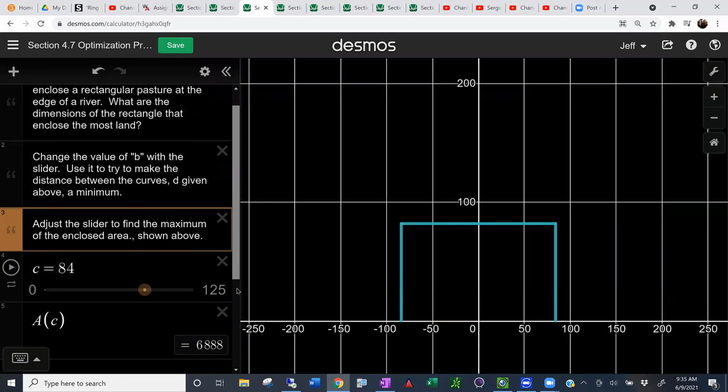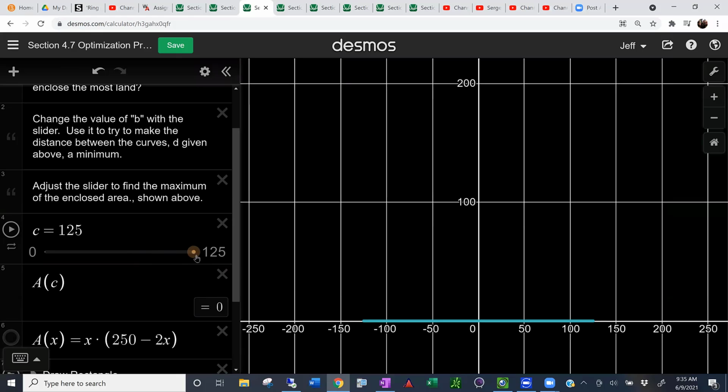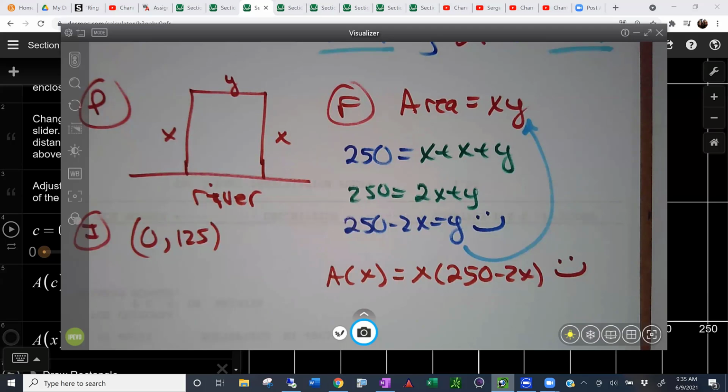The slider here just calculates the area. If I go all the way up to 125, 0 area. If I go down to 0, again, 0 area. Basically, you've just got something that's really, really tall with no width. So that's my interval. Are you okay with the interval? That it's not negative infinity to infinity anymore. A lot of these things have natural constraints on them, like this one.